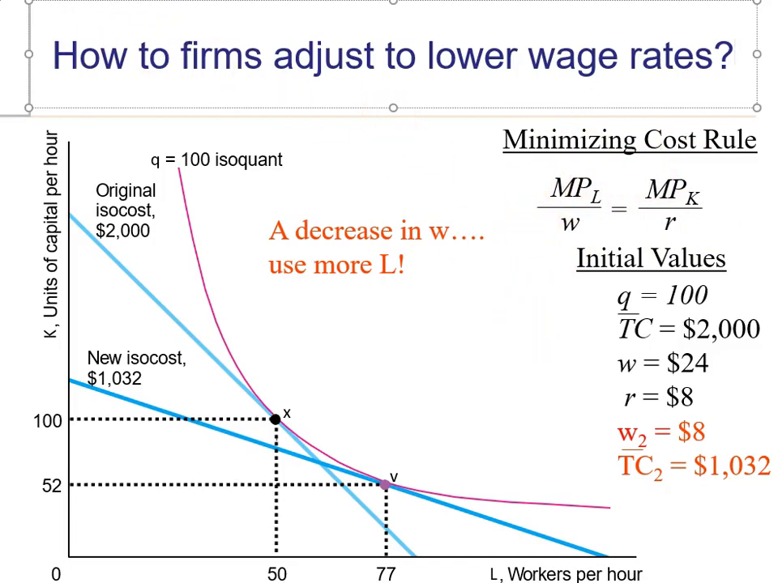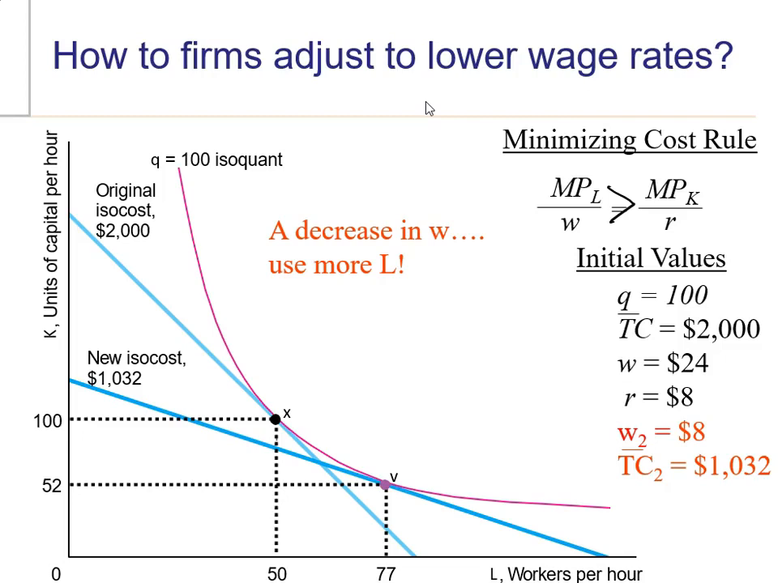So what does that mean? Well, what that means is this NPL over W is now greater than NPK over R, or one more dollar spent on labor will provide a larger increase in the marginal productivity than one more dollar spent on a machine. So what should firms do? Spend more on workers. Makes sense, correct? If wages drop, workers look like a better value to the firm.